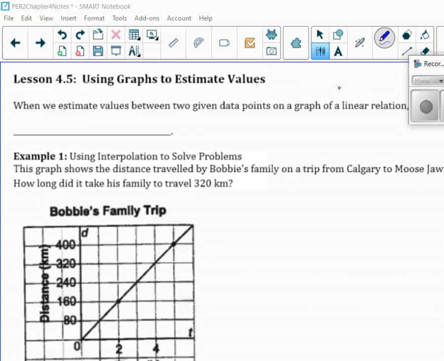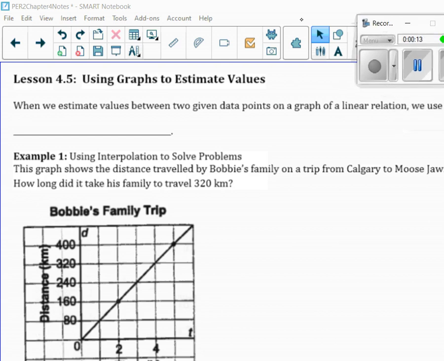When we estimate values between two given data points on a graph of a linear relation, we use interpolation. So interpolation is, given the data that's presented, we can read within the dots, so basically the points. So example 1, using interpolation to solve problems.